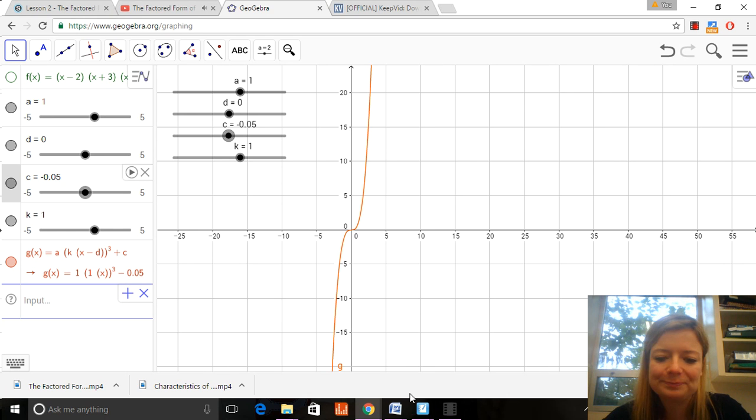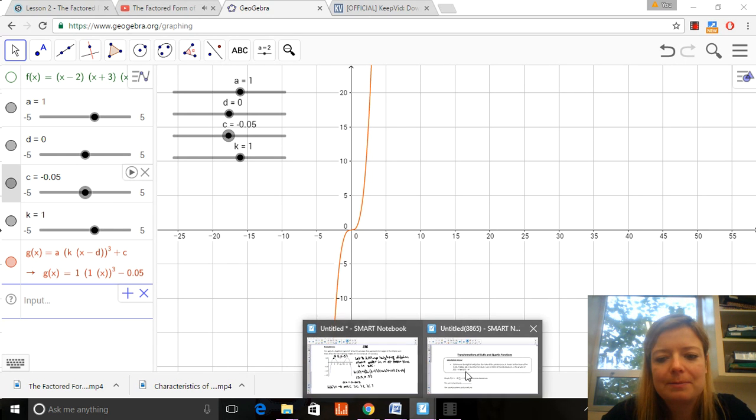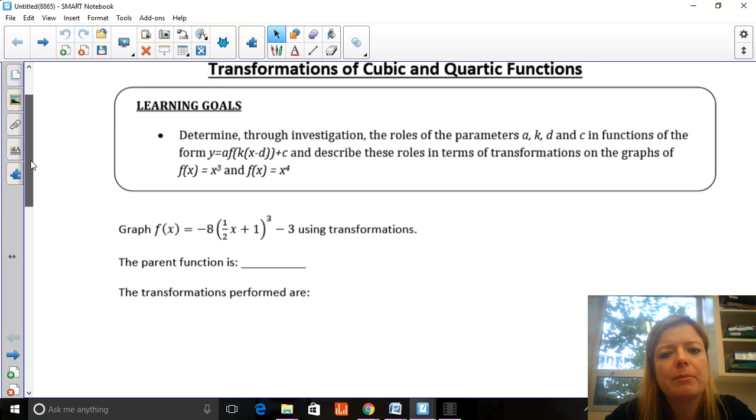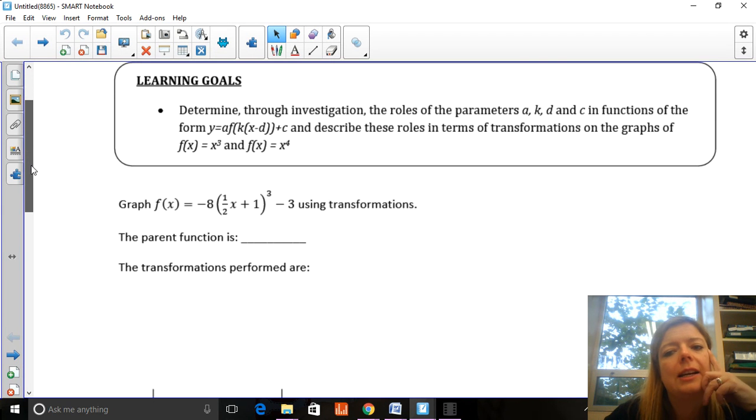If it's a turning point, it looks quadratic, so it touches it and then goes back down. So our learning goals are to determine the roles of the parameters. We already kind of just did that.